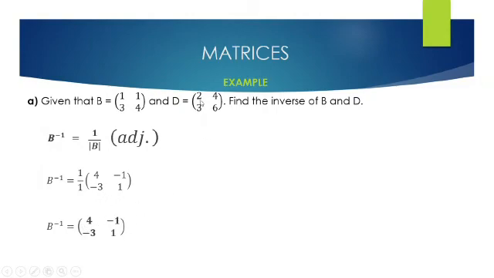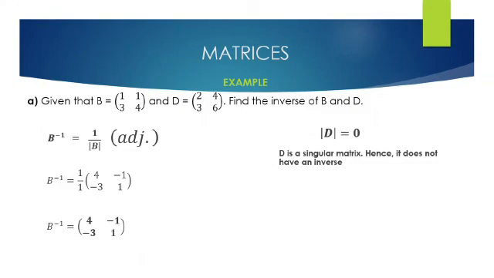Now let's move on to D. As we did for B, we'll first find the determinant. So the determinant is equal to 6 multiplied by 2, which is 12, minus 12. So our determinant for D is 0. So if we were to replace it into this formula, we would find that there will be 1 over 0. So 1 over 0 is simply 0. And if we multiply our 0 by the adjoint, we'll have 0. So D does not have an inverse.